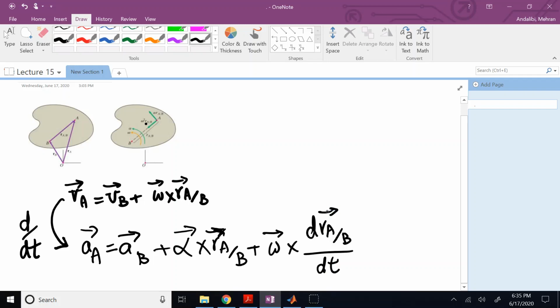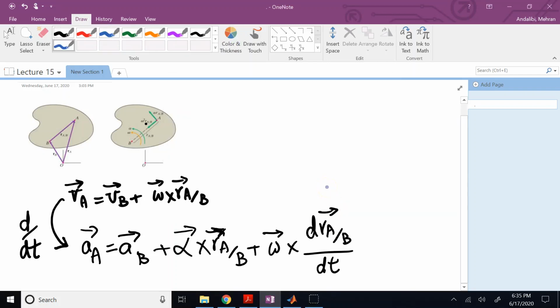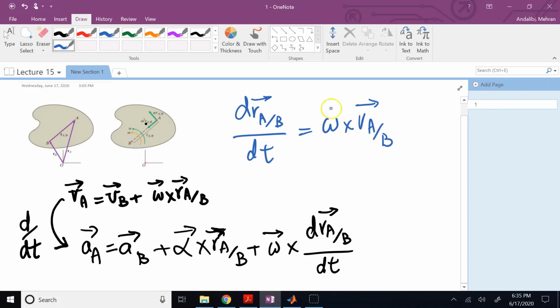And if you remember, last time we saw that the derivative of r of A with respect to B was equal to omega cross this vector, right? Because this vector has a constant magnitude. It only changes with respect to time due to rotating with angular velocity omega. So last time we used this when we described the theorem, and now we can do it again here.